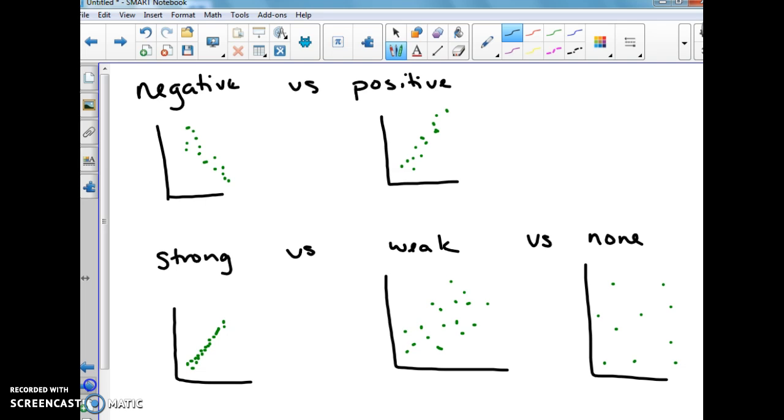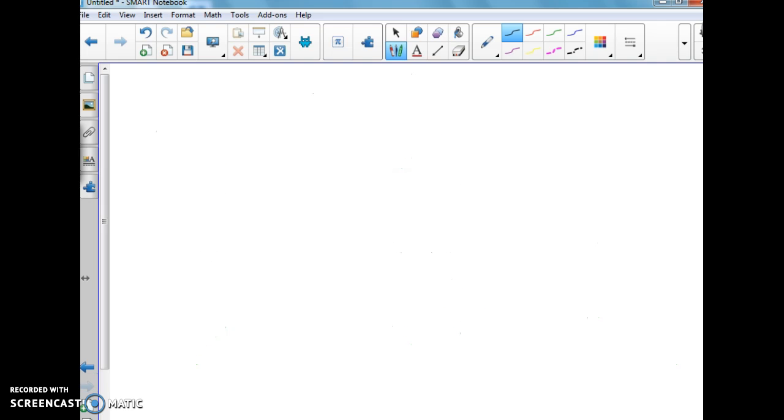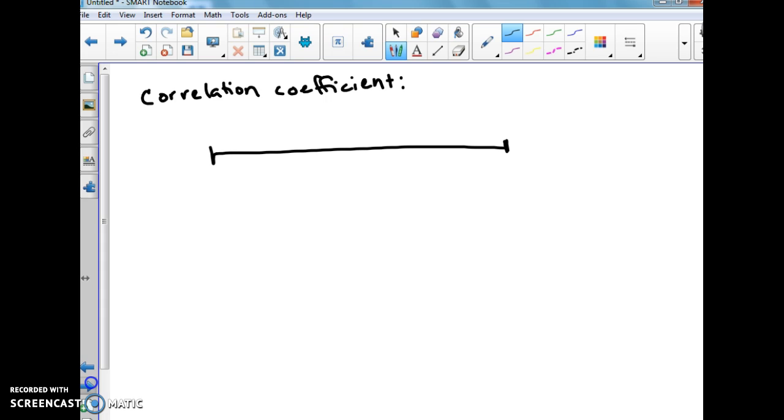So with that, we also have what we call a correlation coefficient. And this is what I'm going to show you how to find on your calculator. With the correlation coefficient, you have a range. You go from -1 to 1. -1 means you're going to have a strong negative. 0 gives you weak. 1 gives you strong positive.